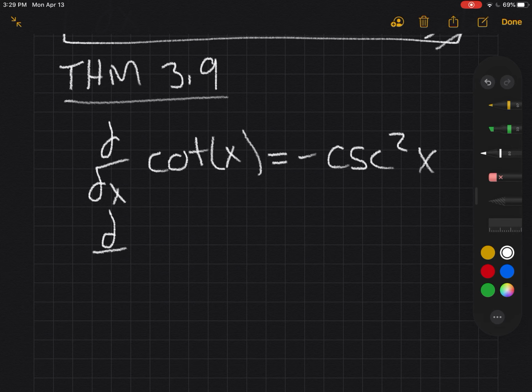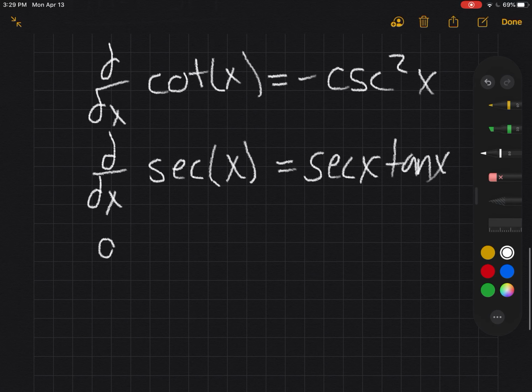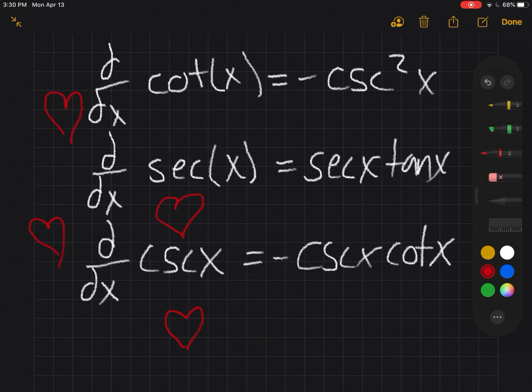This is theorem 3.9 in your text. We could take the derivative of cotangent of x with respect to x, and that's going to be negative cosecant squared of x. We could take the derivative with respect to x of secant of x, and that's going to be secant x tangent x. And we could take the derivative with respect to x of cosecant x, and that's going to be negative cosecant x cotangent x.